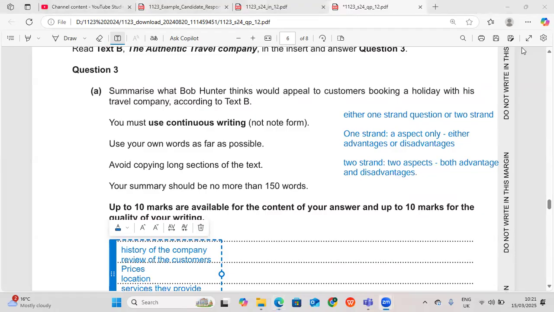Okay, and this question says, summarize what Bob Hunter thinks would appeal to customers booking a holiday with his travel company according to text B. Okay, so this is a summary writing question.